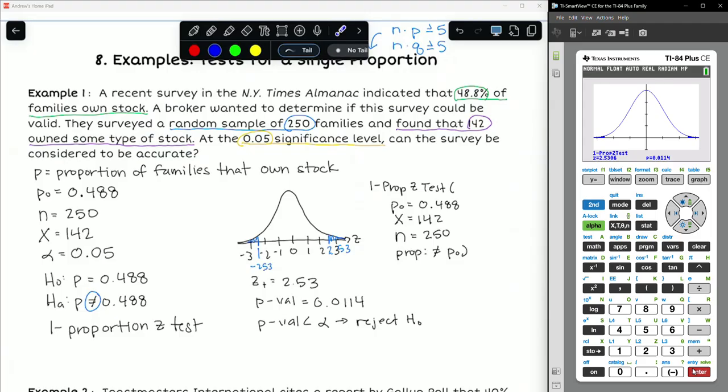As a statistician, because that test score is on the high end, my sample is above that 48.8%, I suspect the average might be higher, but I didn't check that for sure. All I know is that our evidence is suggesting that the proportion of families who own stock is different from 48.8%. I can't conclusively state which direction with this type of test.